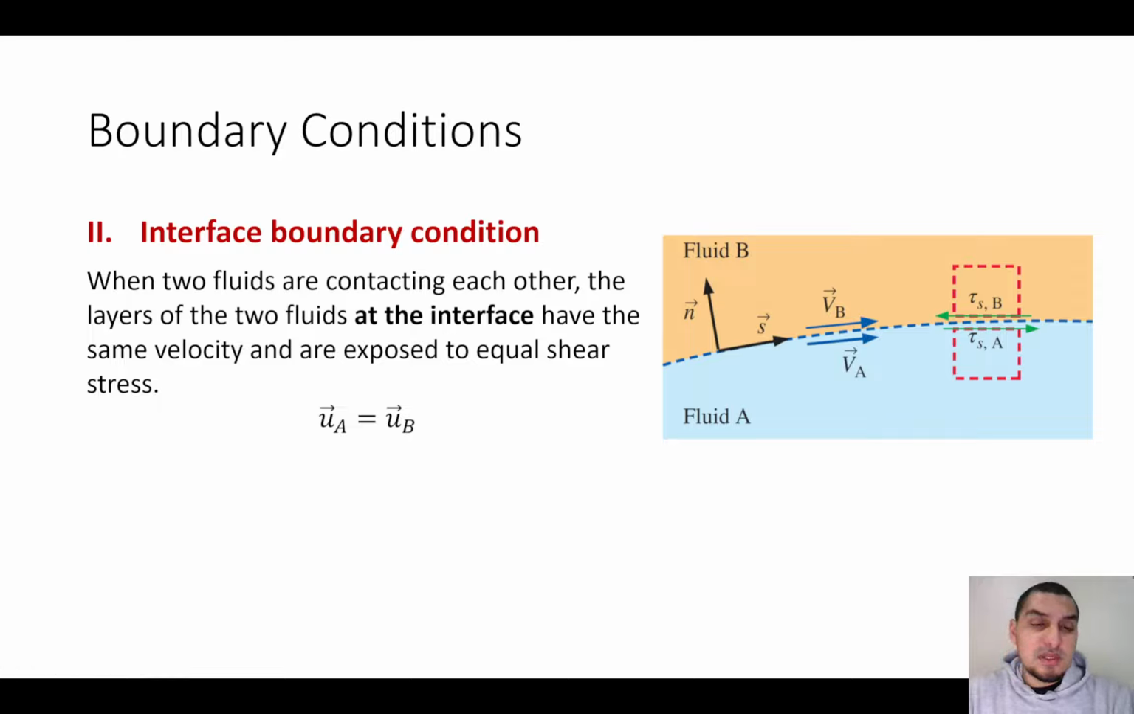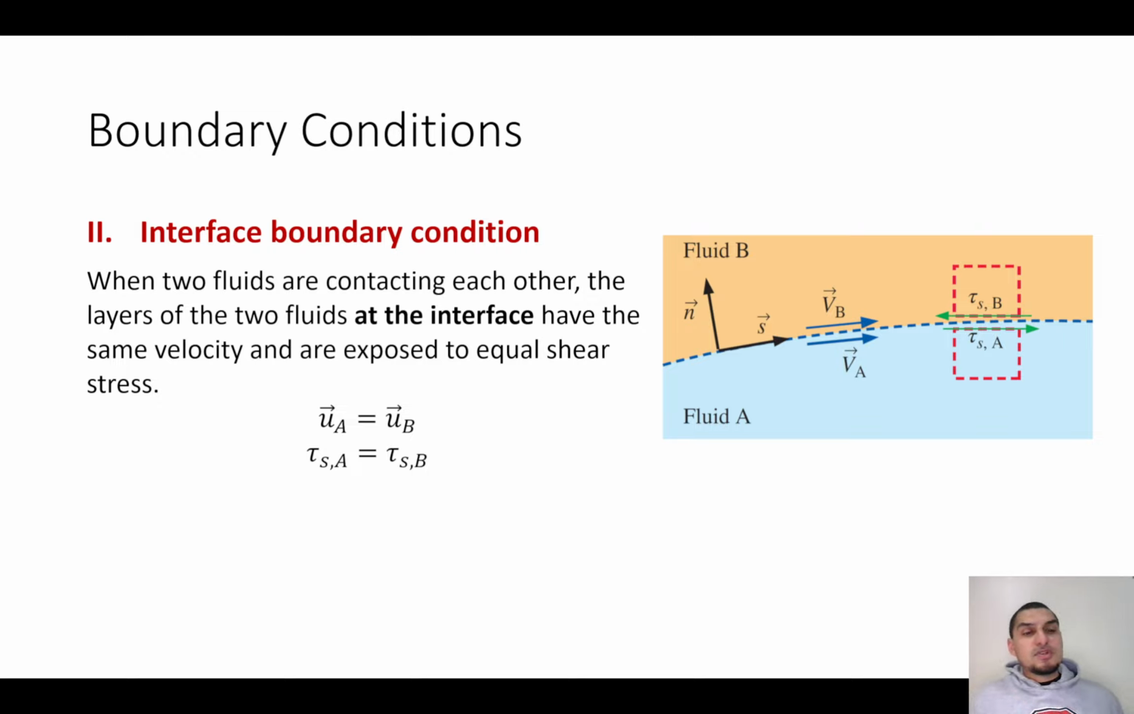So this is the first thing we need to know about the interface boundary condition. Of course, if the two fluids are stationary, or there is no velocity at the interface, then the velocities will be equal to zero. But in general, the velocities at the interface are going to be equal for the two fluids. The second thing is that besides the velocity, the shear stresses are equal. So the shear stress of A at the interface is equal to the shear stress of B at the interface, which is a very useful relation.